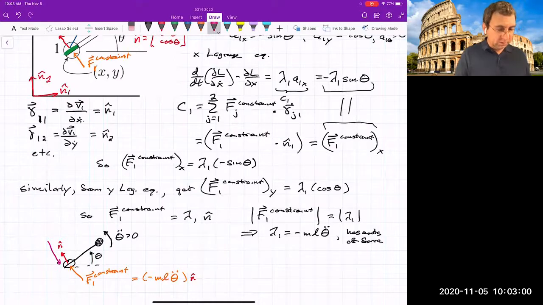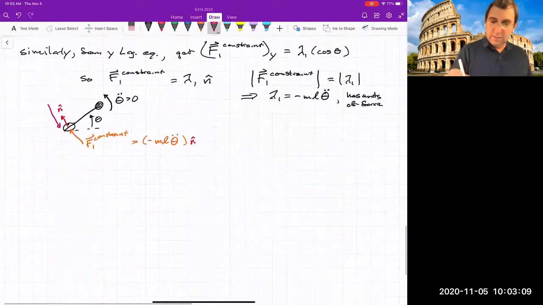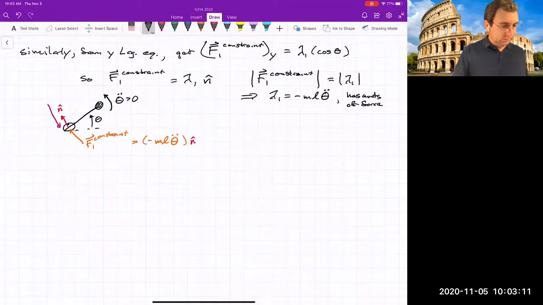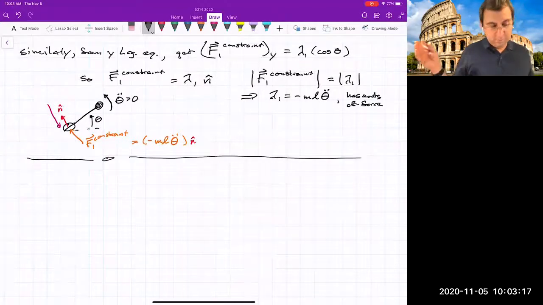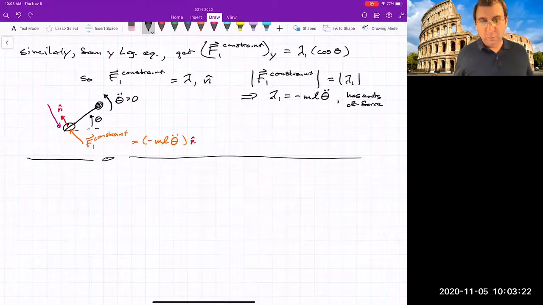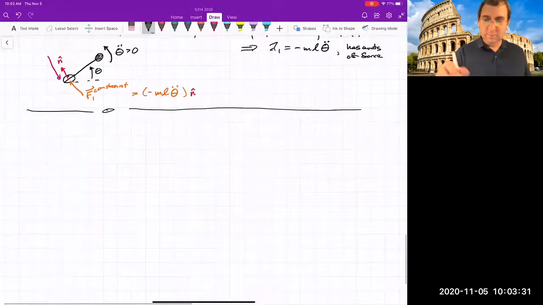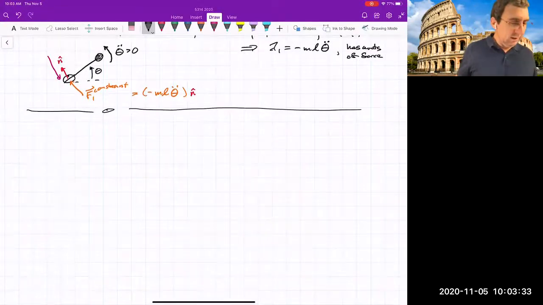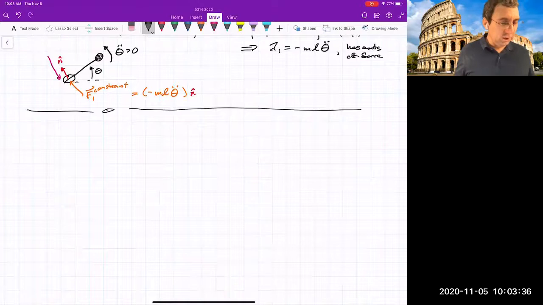So you could work out what forces of constraint are through the Lagrange multiplier method. It's sometimes cumbersome, but it's doable. And it could be automated, right? We do things by hand just to give you the idea, but if you were working on a complicated system, you would want to do this differently. You'd want to automate this using your own code or use Mathematica.